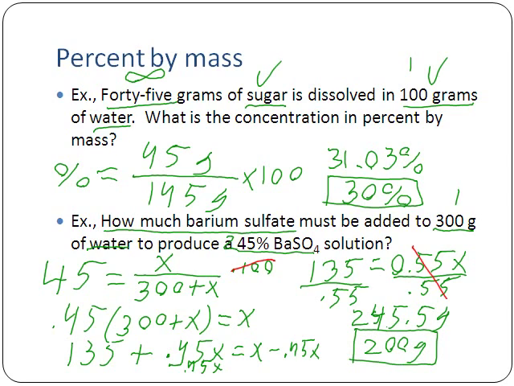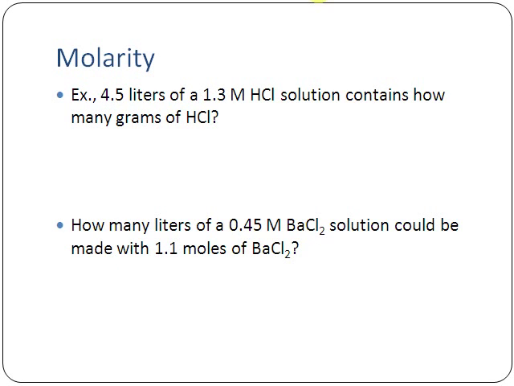So that's how you would use percent by mass to work out some basic calculations. So 4.5 liters of a 1.3 molar HCl, hydrochloric acid solution, contains how many grams of HCl? So the first thing we know here is that we have the concentration. It's 1.3 molar. And so we're going to say 1.3 molar solution.